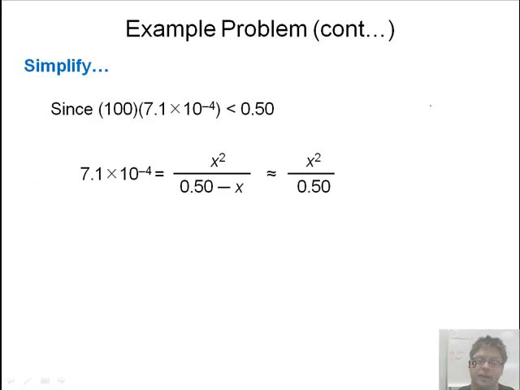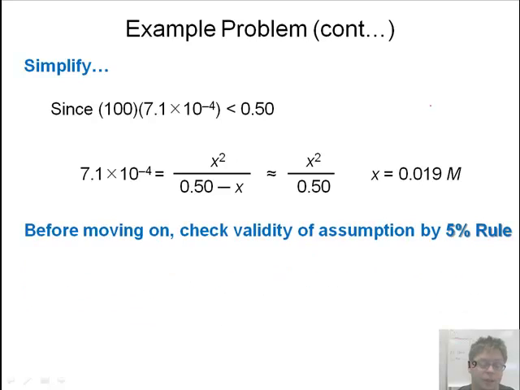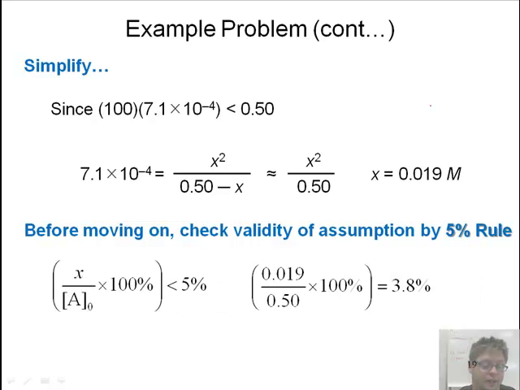So we can make the assumption here. If we make that assumption, then X is 0.019 molarity before moving on. So if this is making the assumption and then moving on, we check the validity. So we do our X 0.019 over the 0.5, which is the initial concentration of A, times 100 equals 3.8%. So is it valid? Yes, it's valid. We can move on.